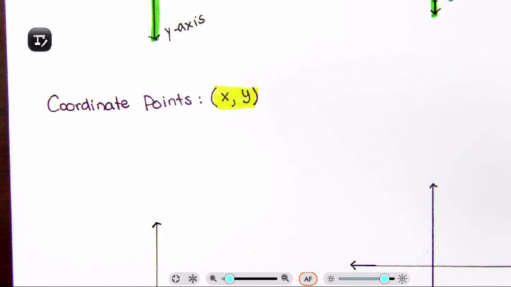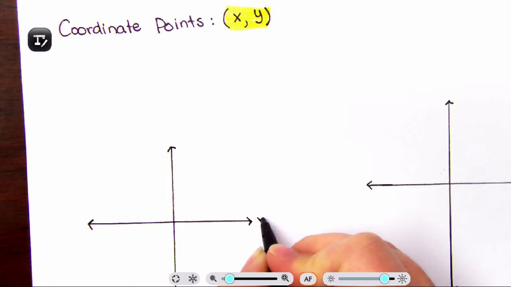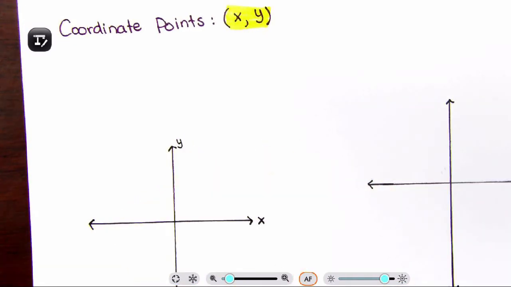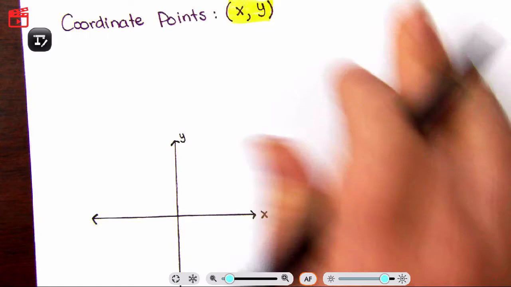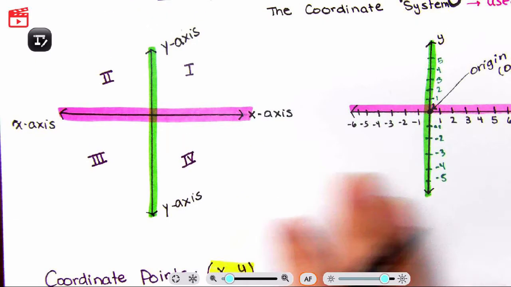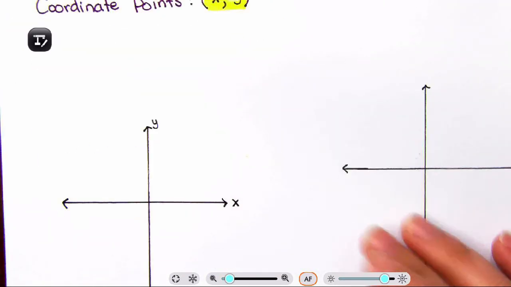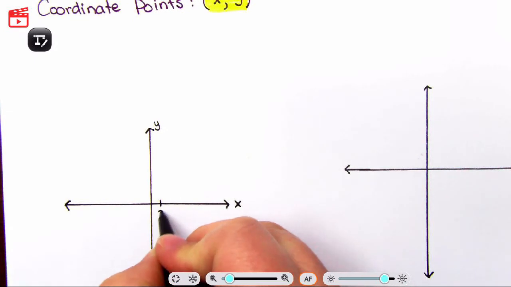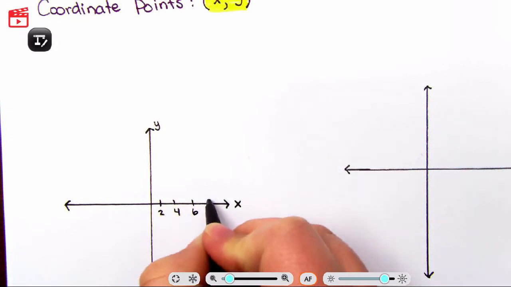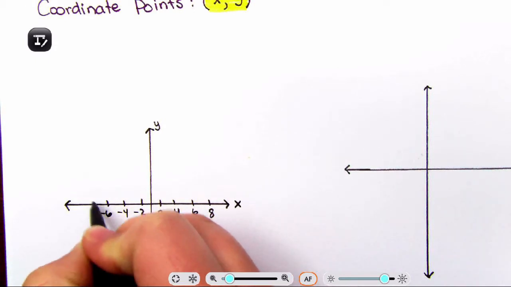Now, what does that mean? That means x comes first, then goes y. So let's start out with an example. Here's your x-axis, here's your y-axis, and let's go ahead and label these. In the coordinate plane, I labeled it by 1s. You don't have to label it by 1, but you have to be consistent. So I'm going to do 2, 4, 6, 8. Here I'm going to do -2, -4, -6, -8.